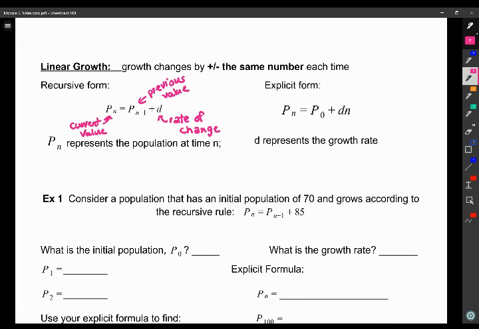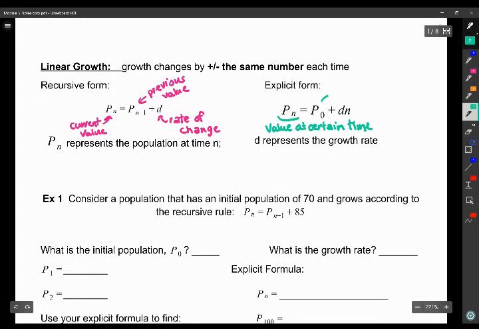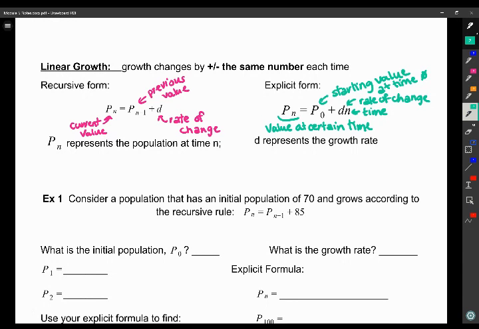Again, as we look, you've got explicit formulas, and the explicit formula is a little bit different. You've got, again, P sub n is the value at a certain time, just like before. P sub 0 is your starting value at time 0. And the D value is the rate of change. And the n value is the time. And that's usually the part that we're going to plug in. So that's our variable part.